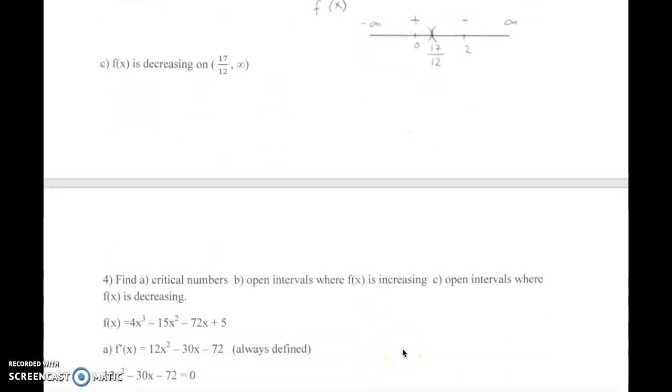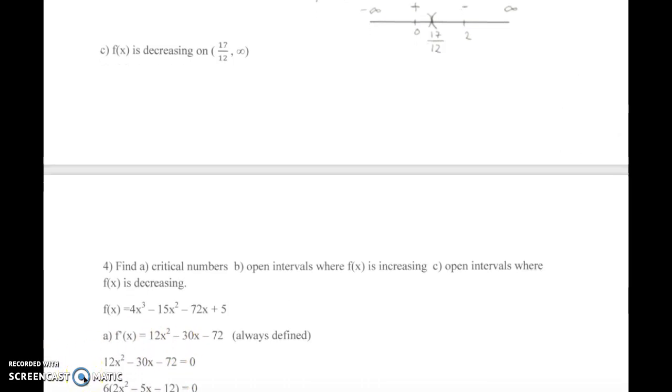Here we go with number 4: find our critical numbers and open intervals of increasing and decreasing. Here we have a cubic function, which will have a maximum of 2 critical points. We have 4x cubed minus 15x squared minus 72x plus 5. We take the derivative of that function first, which is 12x squared minus 30x minus 72. This is a polynomial, so it is going to be defined, and we're probably going to have 2 critical points.